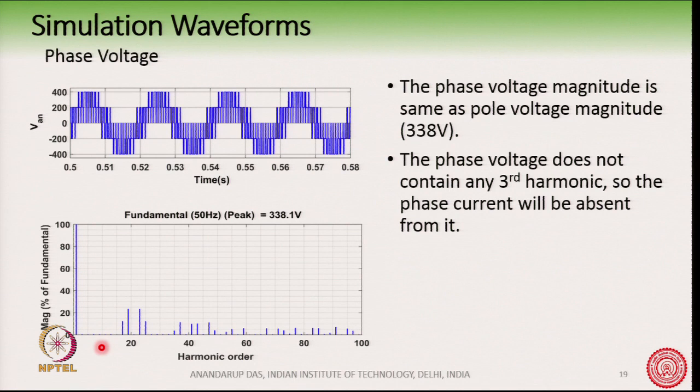So, in this way we see that by cleverly adding the third harmonic in the modulating waveform, we can get a third harmonic voltage in the pole voltage waveform, but it will disappear in the line voltage and eventually it will disappear in the phase voltage. But what is the benefit? The benefit is that we are getting more fundamental voltage from the same DC bus by adding the third harmonic technique.